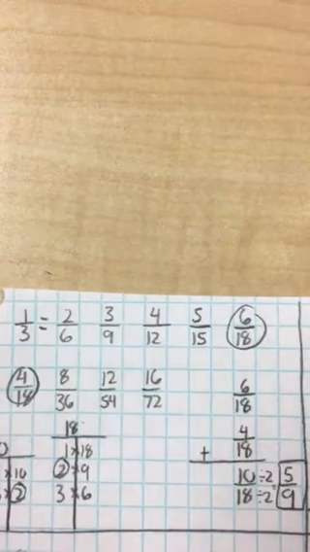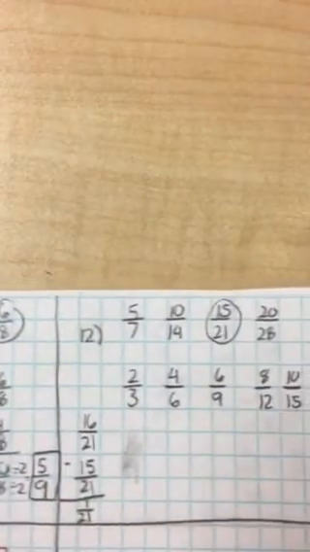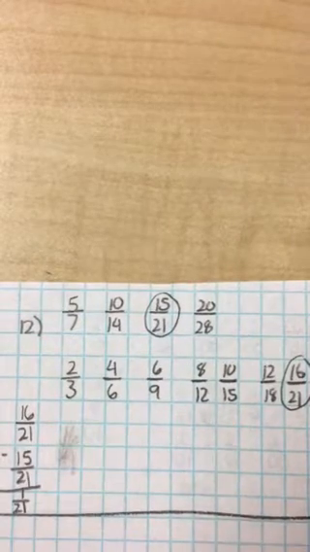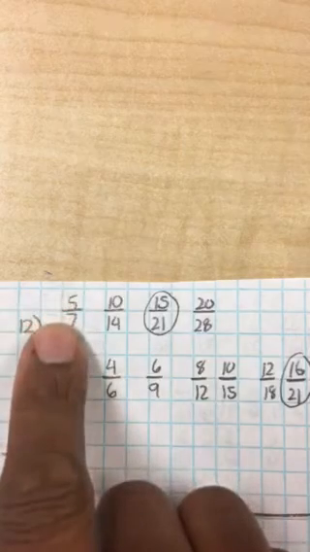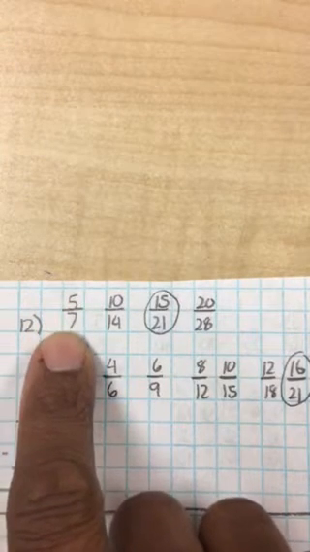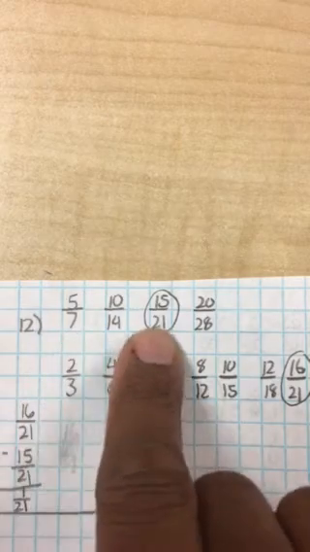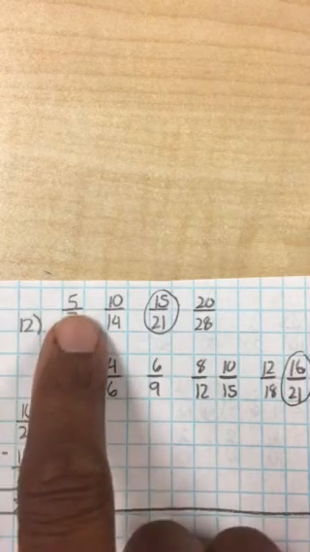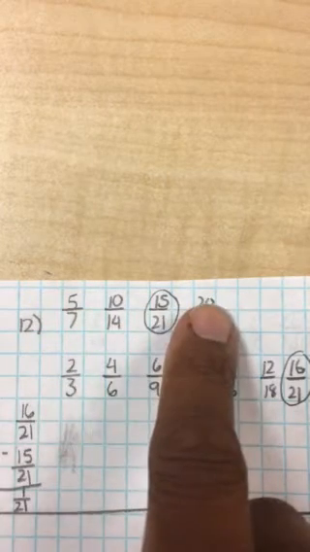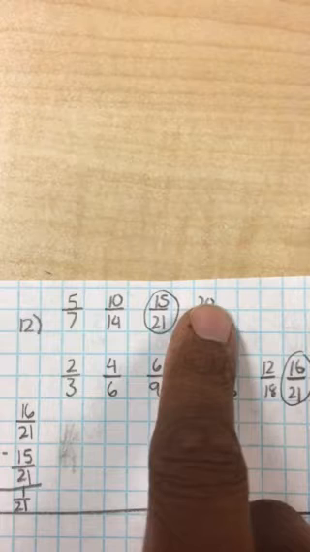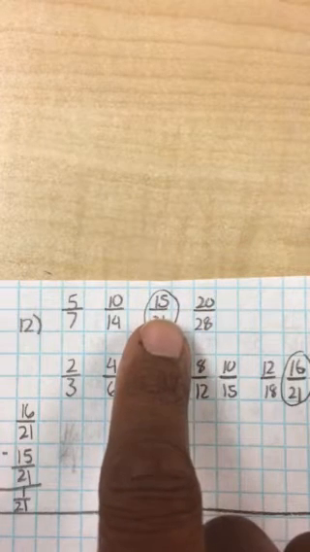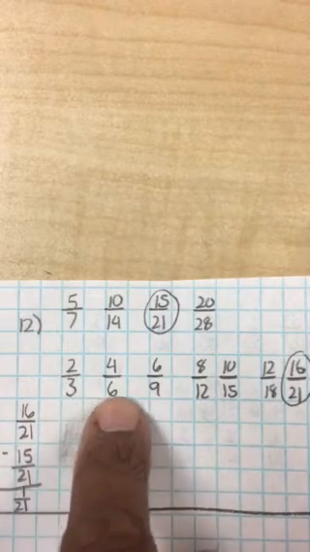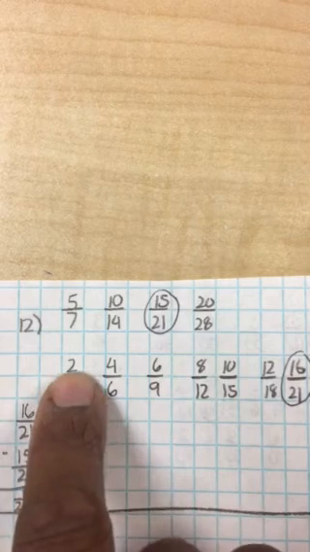All right, so now let's look at a subtraction problem, number 12. It works the exact same way. So I have 5/7. In my denominator, I count by 7. 7, 14, 21, 28. In my numerators, I count by 5, 10, 15, 20. And I have 2/3. In my next fraction, I'll count by 3's in my denominator. 3, 6, 9, 12, and then I'll count by 2's in my numerator.